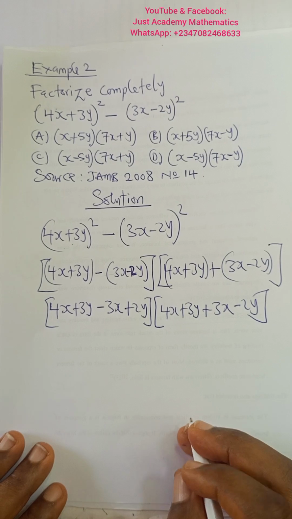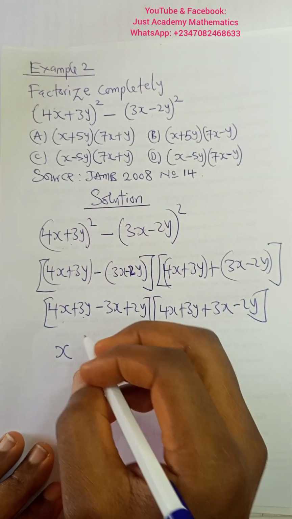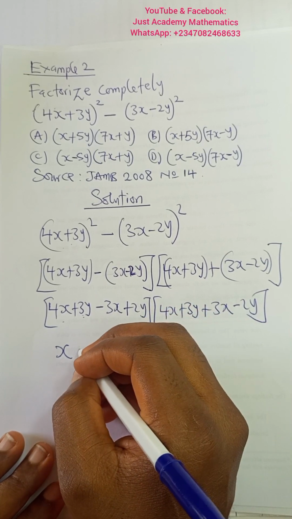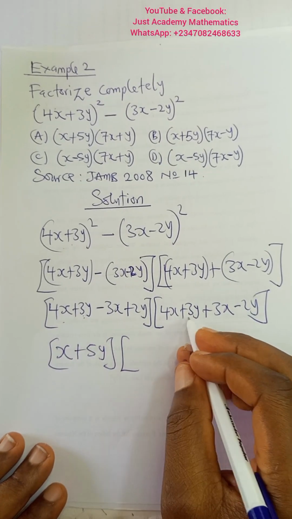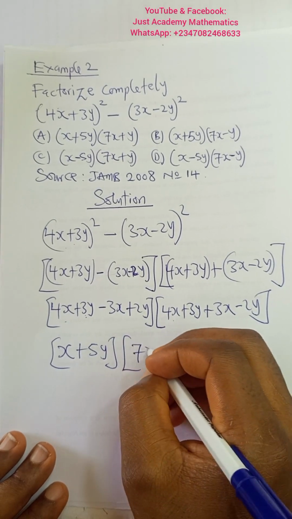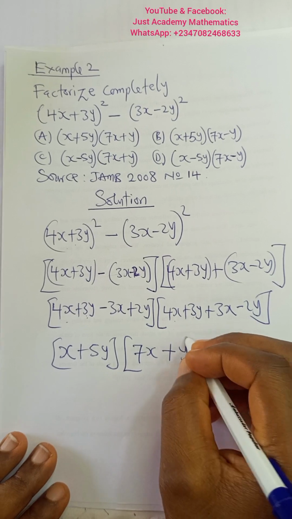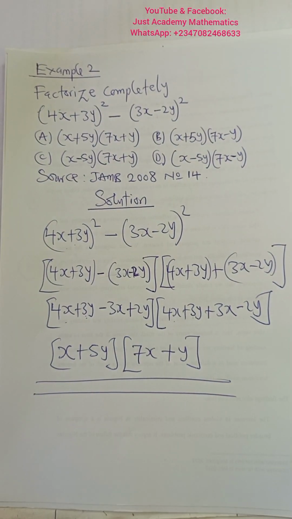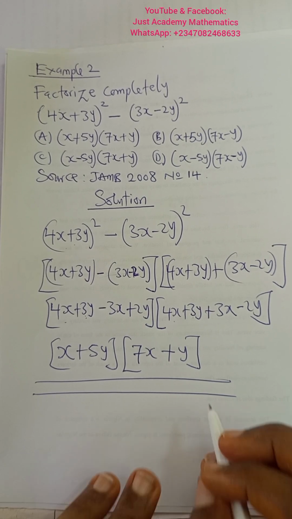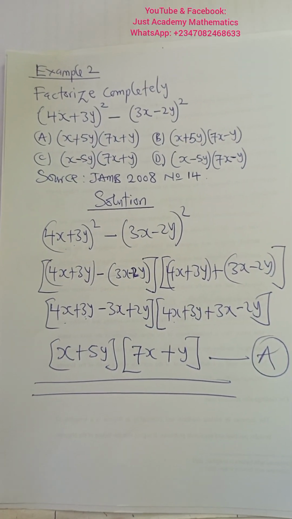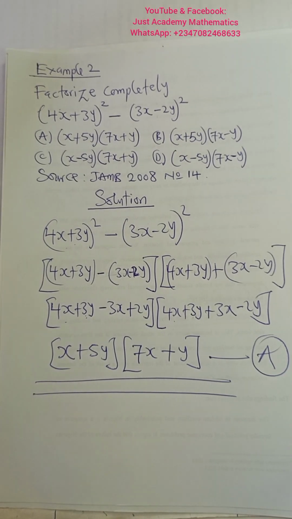So finally, what do we have? 4x minus 3x is what? x. 3y plus 2y is what? 5y. Then 4x plus 3x, 7x. 3y minus 2y is plus y. So this is the answer. And that is option A. That is option A. So you just go ahead and split it like that.